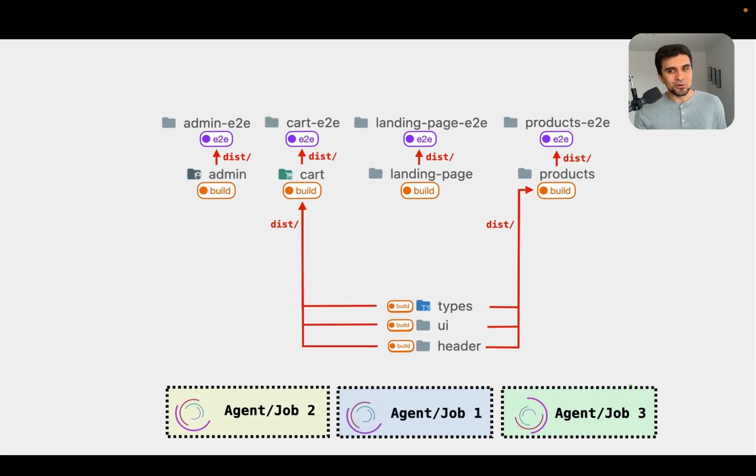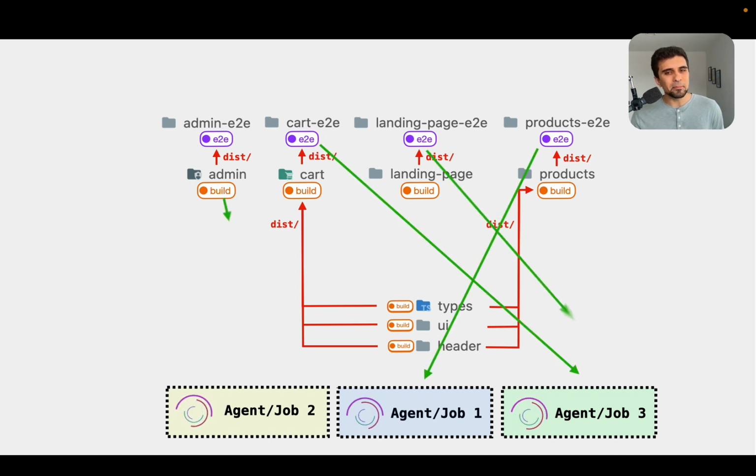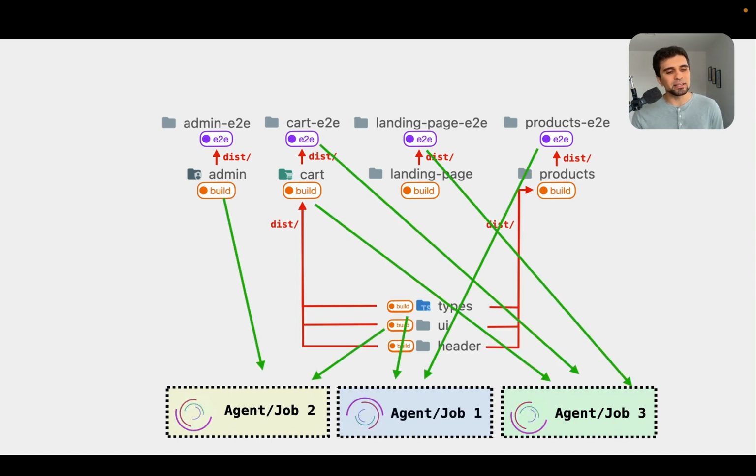We need an NX orchestrator that can do this type of task sorting and scheduling, but that is multi-machine aware and can coordinate tasks between multiple machines. And that's where NX Cloud comes in.